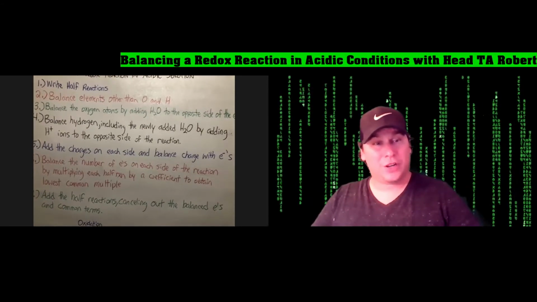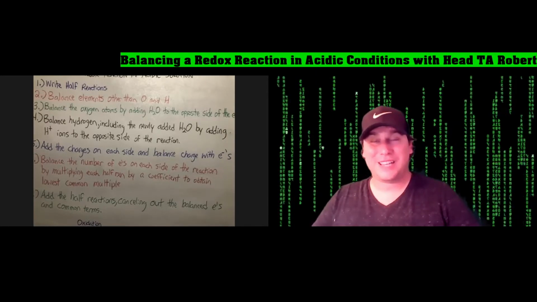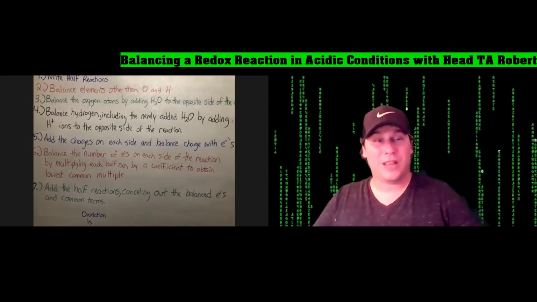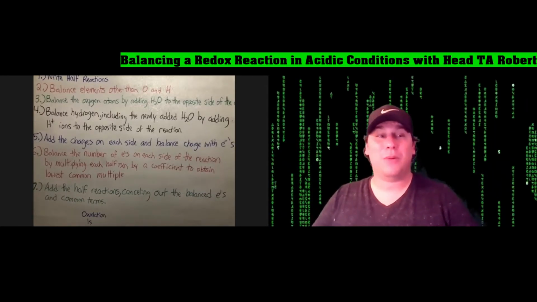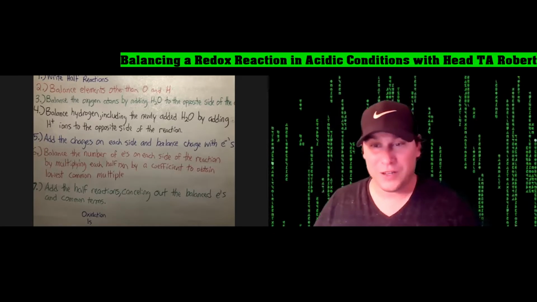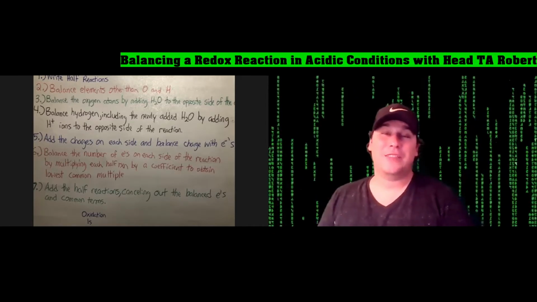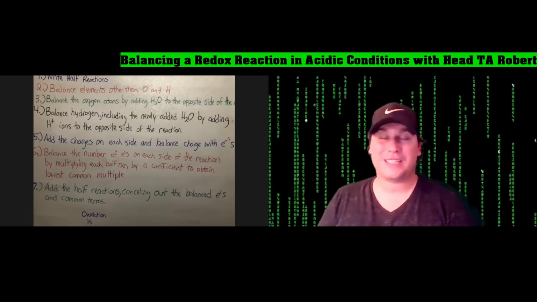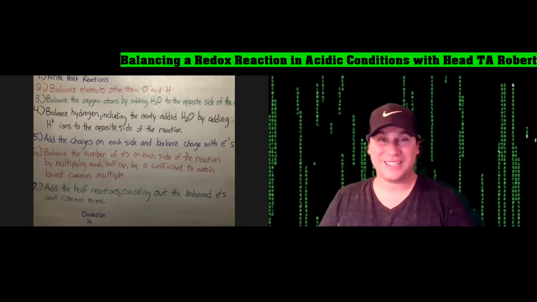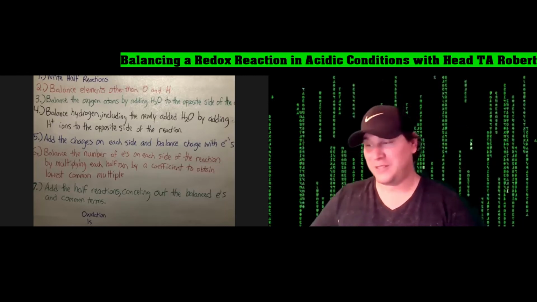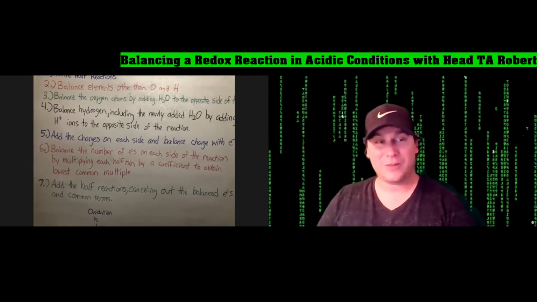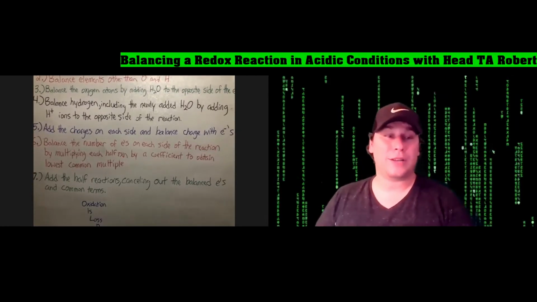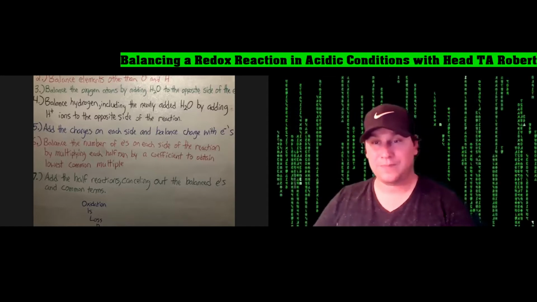Next, number 5, we'll add the charges on each side and balance that charge with electrons. Next, we'll balance the number of electrons on each side of the reaction by multiplying each half reaction by a coefficient so that we obtain the lowest common multiple between those electrons. It's a lot easier understood as we do it than it is to understand as I say it, if you haven't done this before. And then lastly, number 7, we'll add the half reactions, canceling out both the balanced electrons and other common terms there.